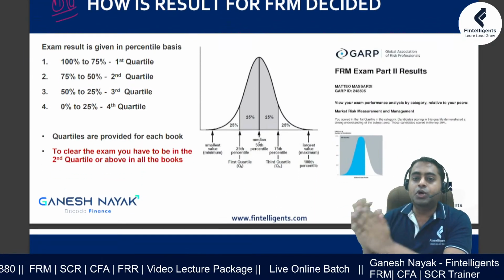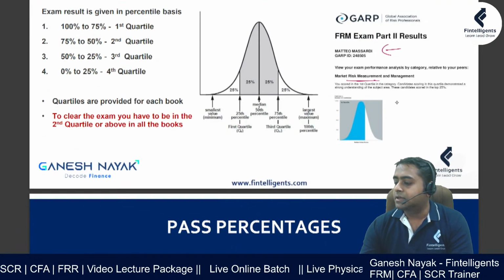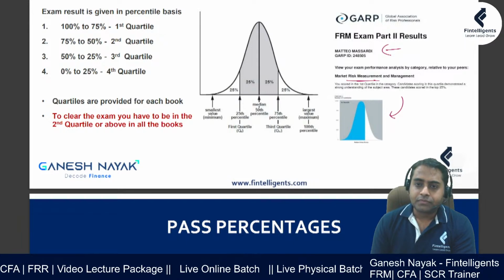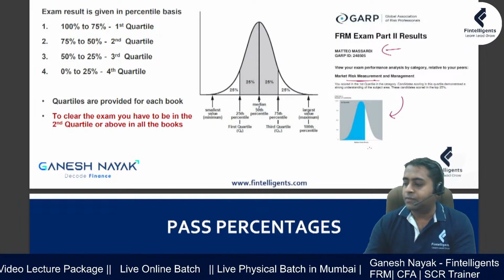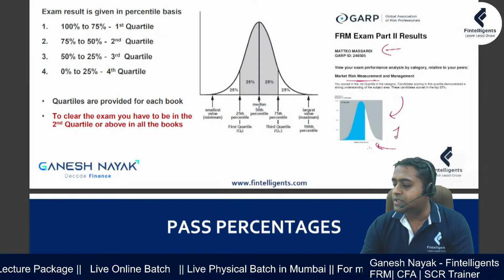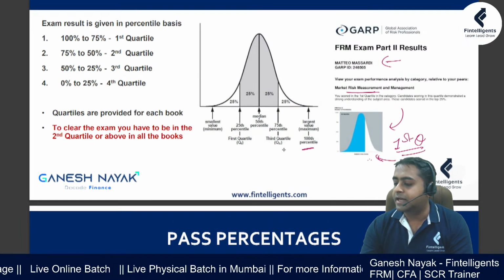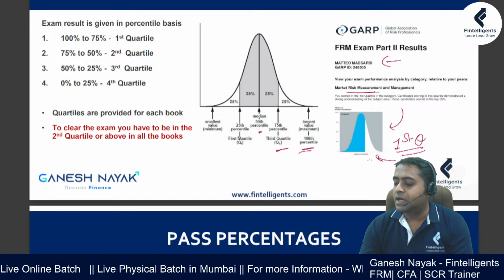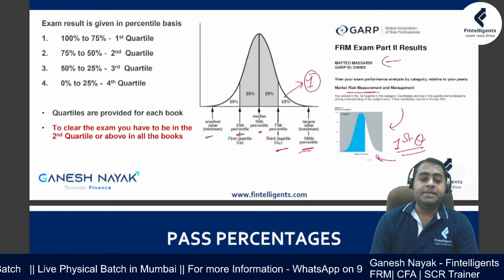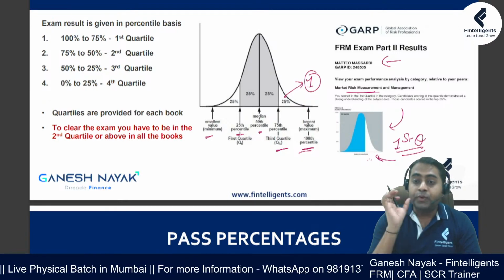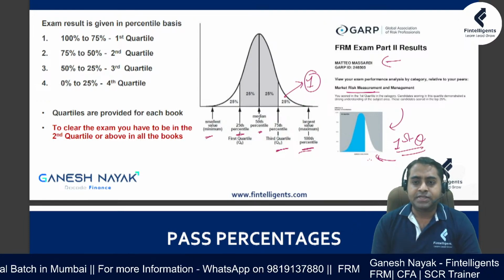For each book you will get a result. If you look at this example for market risk, you will find a window that they have given, which highlights where you stand. He's got the first quartile. How come? Because we are looking at 100 percentile, 100, 75, 50, 25, 0. If you are in the first quartile, you are in the top 25 percentile of people in that book. That means you have a very good understanding of the book.